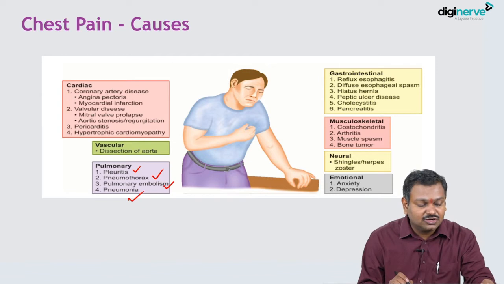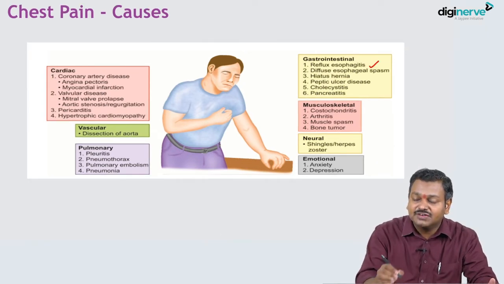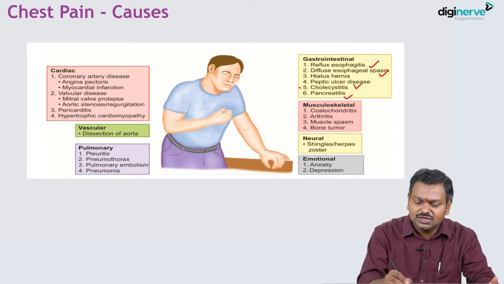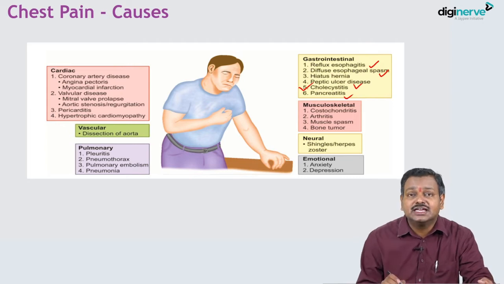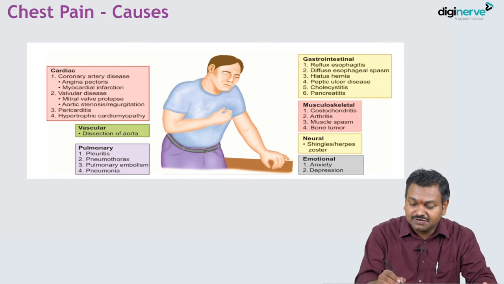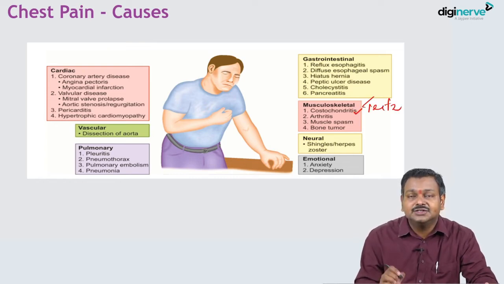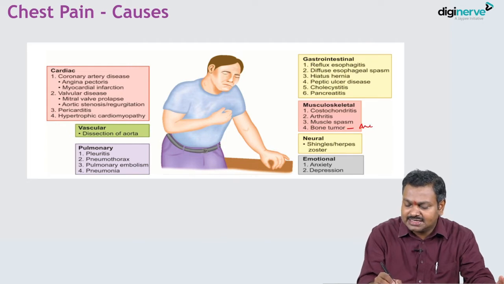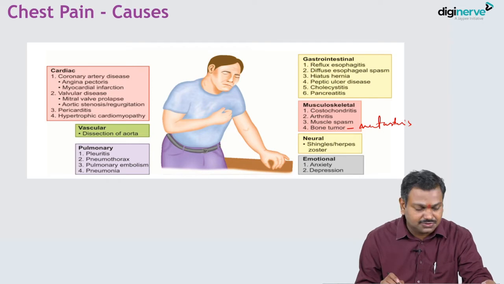The gastrointestinal causes of chest pain include reflux esophagitis, diffuse esophageal spasm, peptic ulcer disease, pancreatitis and cholecystitis. The musculoskeletal causes of chest pain include costochondritis, or what we call Tietze syndrome, arthritis of the joints, muscle spasm, sometimes bone tumors and metastasis to the bone. Very commonly we get metastasis to the bone that can produce pain.